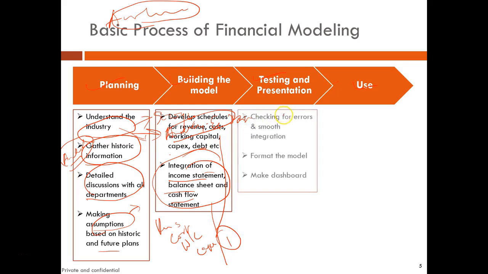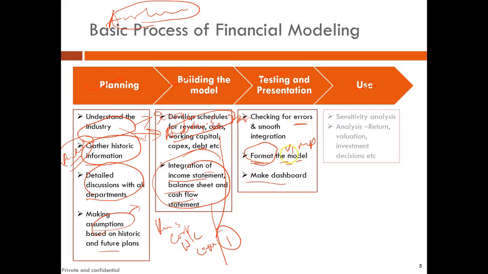Testing and presentation. In this phase, you have to 1. Check for errors. 2. Format the model. This is very important because when you make a model and send it to the senior management or the end users, the first thing they see is the quality of the presentation of the model and its formatting. Therefore, formatting is equally important as the making of a good model. 3. Make the dashboard. Dashboard is where you put all the information of the model in one sheet. You cannot pull all the information in the dashboard. Instead, display the key information.